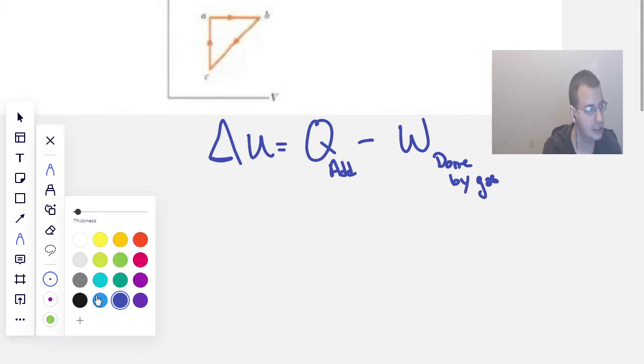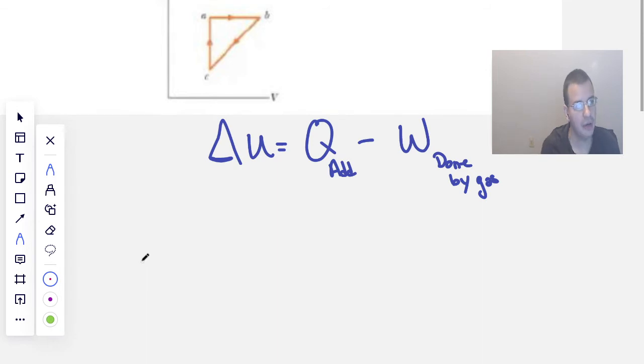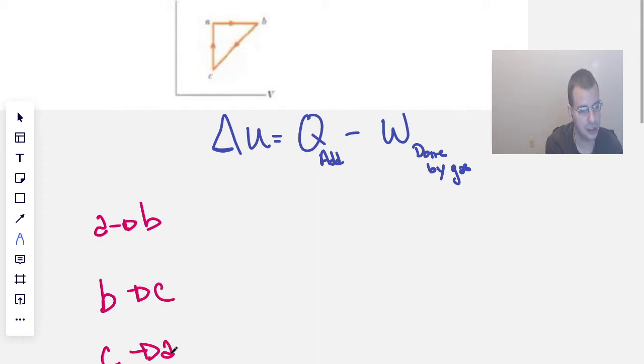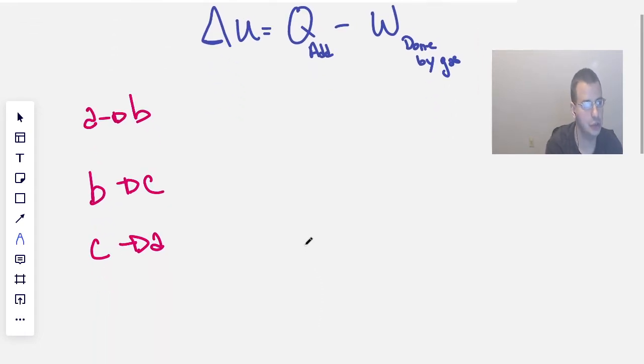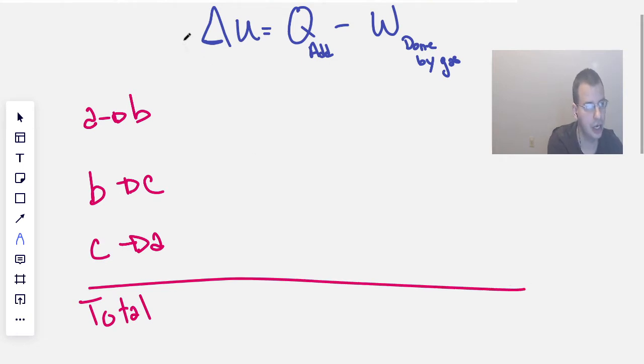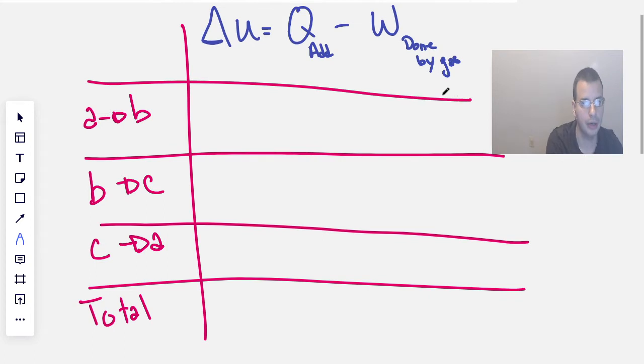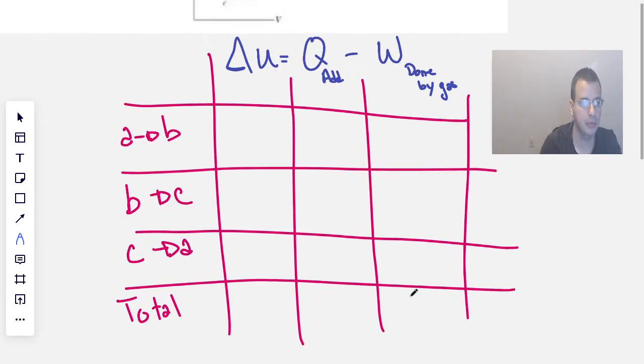All right, so now that we got the formula written, I write out a table, and I do it as such. So we do A to B, B to C, C to A, and then we're just going to do the total. And I'm going to draw some grid lines, like so, that way we can plug in the values.